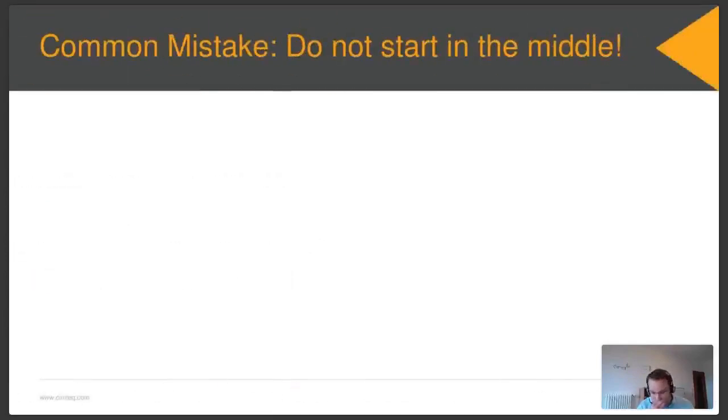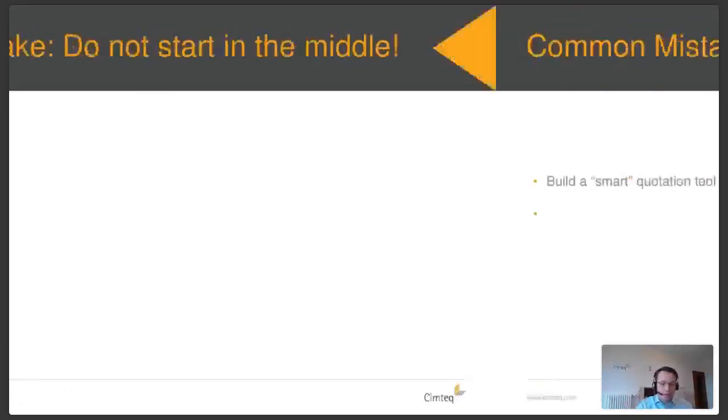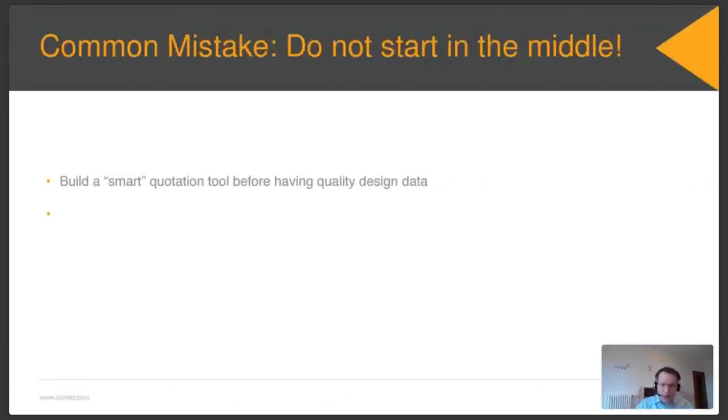Now, something we see a lot is people want to make the factory smart, and that's actually the whole reason why I'm giving this webinar. And they pick a software, a tool that looks great, but they start somewhere in the middle. They don't start at the beginning where the data is being created. So one thing I've seen is people building a smart quotation tool for cables. And so they started right in the middle of the process, doing a tool for quoting cables.